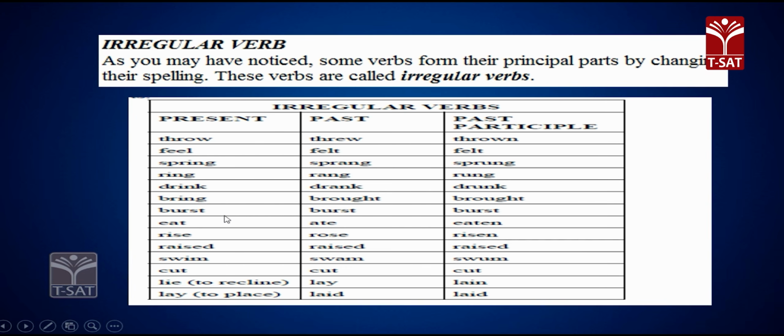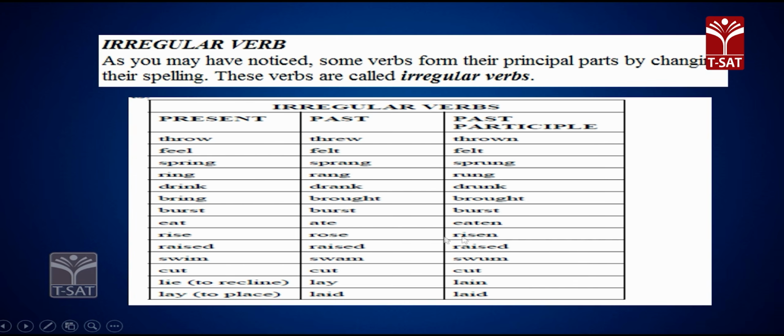Some examples are given here. There are many, but I have given you a few. Feel, felt, felt, feeling. Spring, sprang, sprung, springing. The present participle is not given for some of them. If you wish to learn them, you can learn them. Ring, rang, rung, ringing. Drink, drank, drunk, drinking. Bring, brought, brought, bringing. Burst, burst, burst.